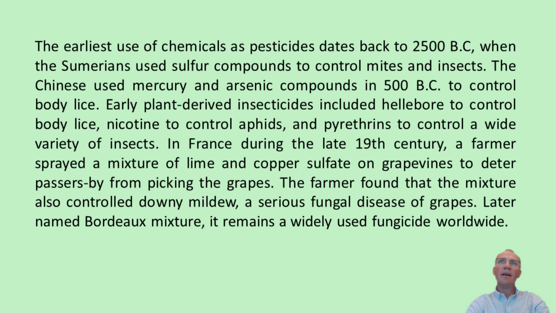In France, during the late 19th century, a farmer sprayed a mixture of lime and copper sulfate on grapevines to deter passers-by from picking the grapes. The farmer found that the mixture also controlled downy mildew, a serious fungal disease of grapes. Later named Bordeaux mixture, it remains a widely used fungicide worldwide.